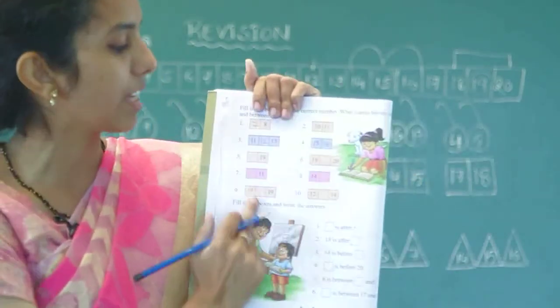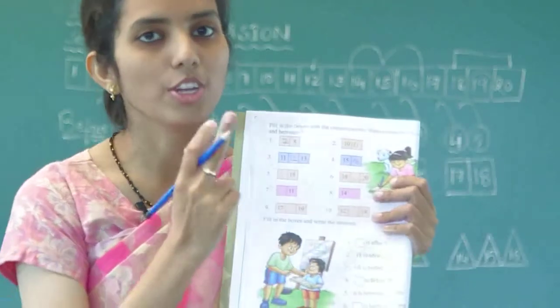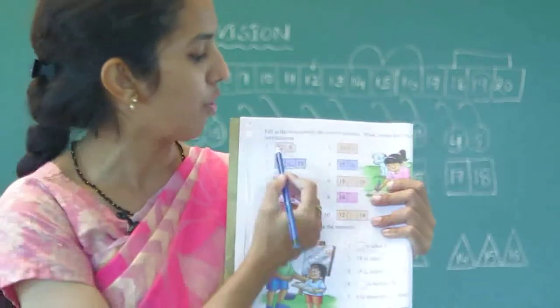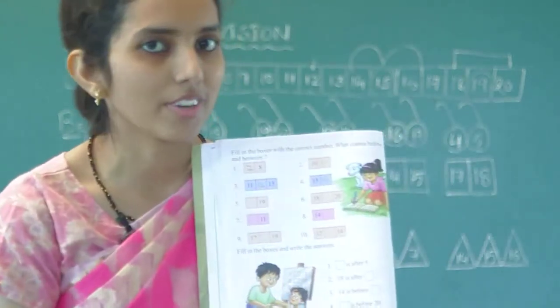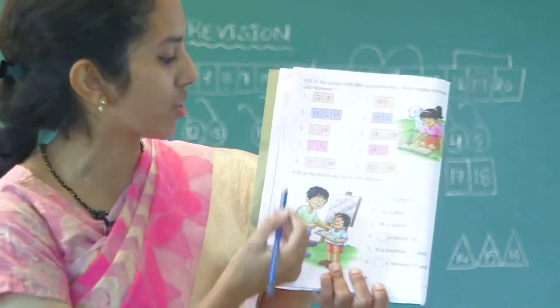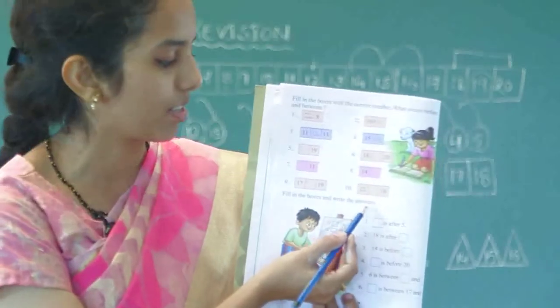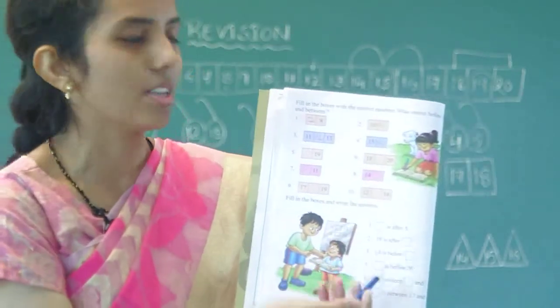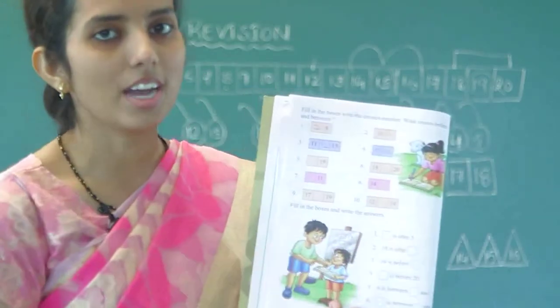I want these six numbers to be filled by yourself. We have solved 4 boxes here. The other 6 boxes you do after the class as homework. And coming to the next question. Fill in the boxes and write the answers. So we have to fill these boxes. Same as the above exercise, but it is given in sentence form.